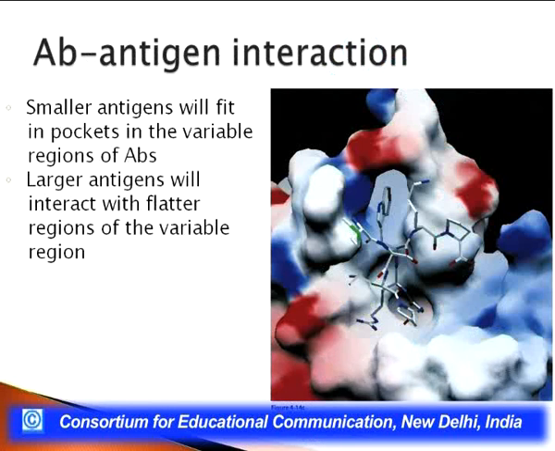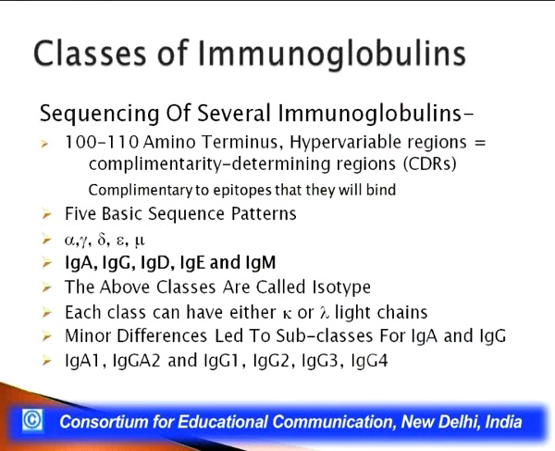Now, coming to antibody antigen interaction, a separate lecture can be given on this. However, I will just touch briefly upon it. As I told you in my previous lecture, the antigen binding to the antigen binding site of an antibody can happen in specific manners. For example, the smaller antigens can just fit into the pocket on the variable region of the antibodies. However, the larger globular antigens interact with the flatter region of the variable region of an antibody. This we had covered in our last lecture also.